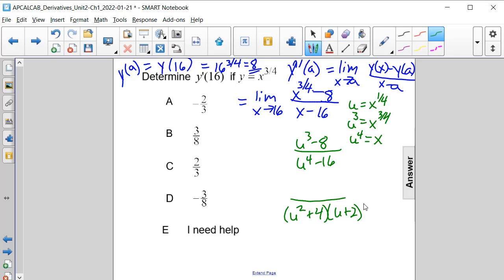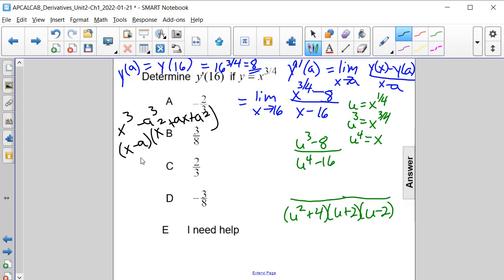u plus 2, u minus 2. All right, and now difference of cubes. Difference of cubes says that x to the 3rd minus a to the 3rd is equal to x minus a times x squared plus ax plus a squared. We can double check this by redistributing the x and the minus a through to all terms, and we would simplify it again to x cubed minus a cubed.